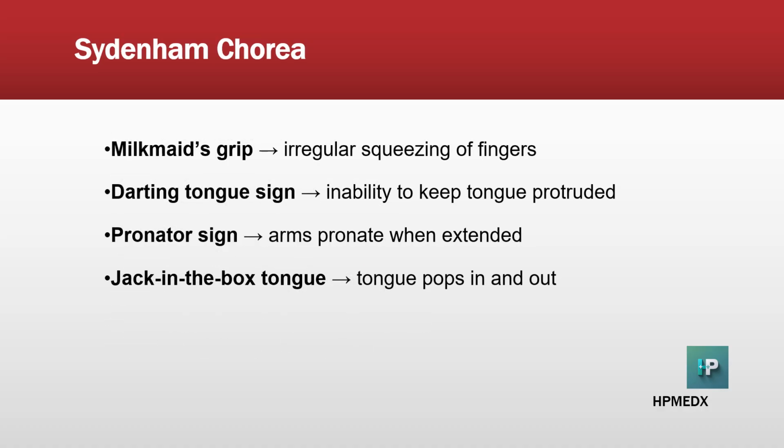And these are some important exam viva questions: milkmaid grip, irregular squeezing of fingers; darting tongue sign, inability to keep the tongue protruded; and pronator sign, the arm pronates when extended; and jack-in-the-box tongue, the tongue pops in and out.